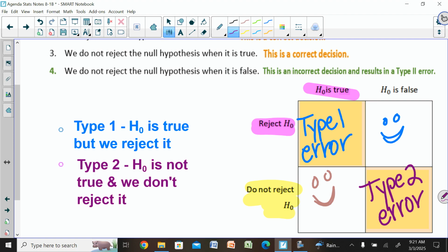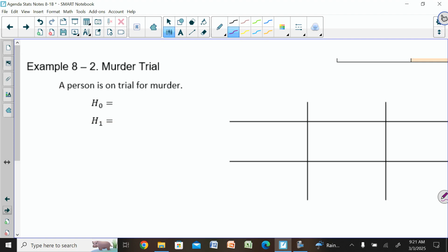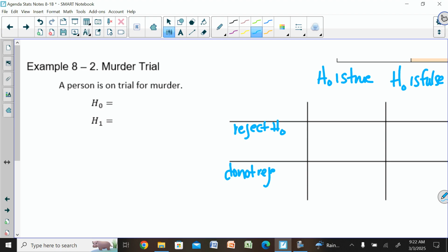So let's talk about this in a big picture, not necessarily a statistical question, but let's talk about a murder trial. Person's on trial for murder. So first of all, I am going to put exactly the same table. H sub O is true, H sub O is false. I'm going to move this over. That's how we have it set up above. And over here, we reject H sub O, and we do not reject H sub O. But we're going to fill in what that actually means.